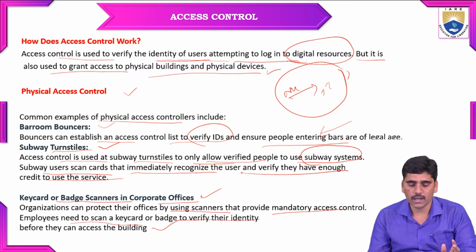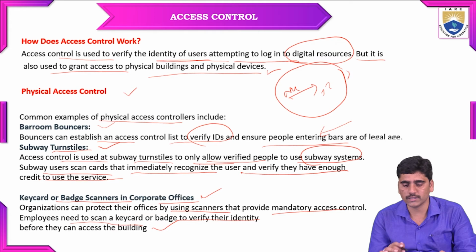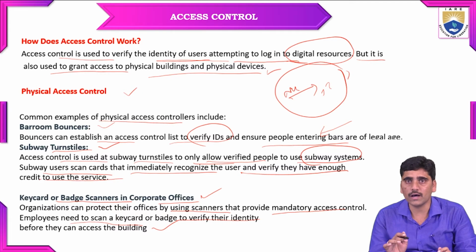So they use scanners to verify identity, and they can access that particular building, location, or organization. By verifying the identity of the user, they confirm he is a member of this area or this organization, so he is validated and can enter the college, the organization, or a corporate office anywhere. Those are key card or badge scanners.